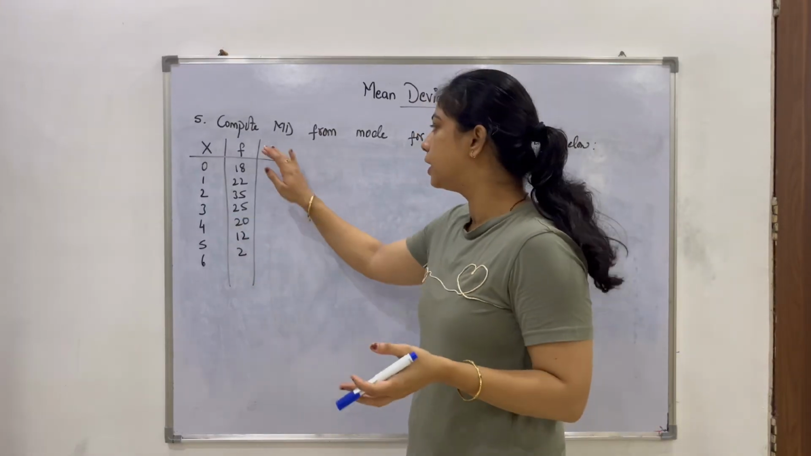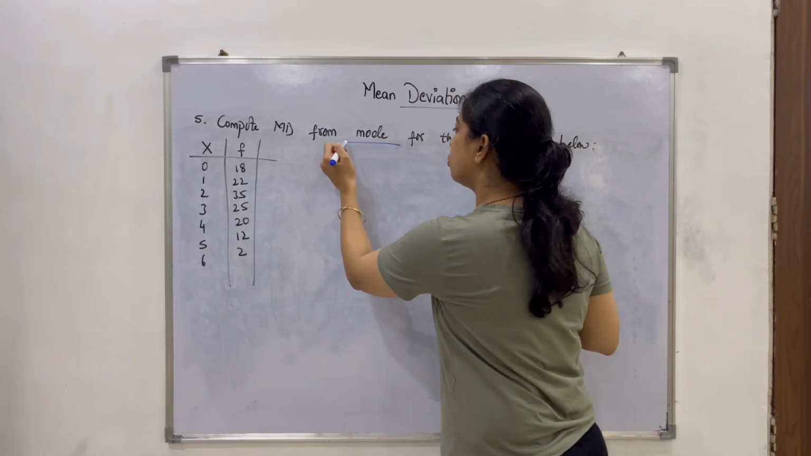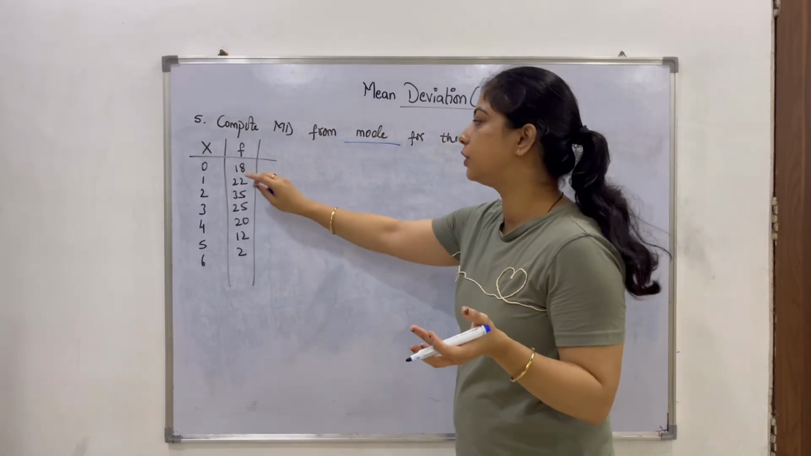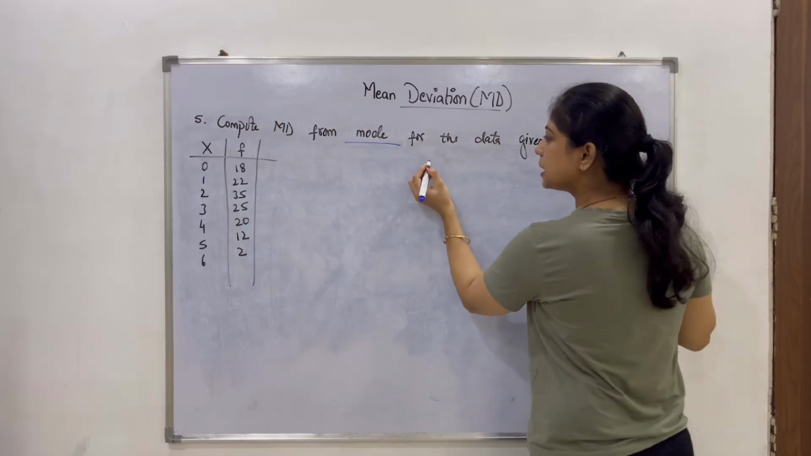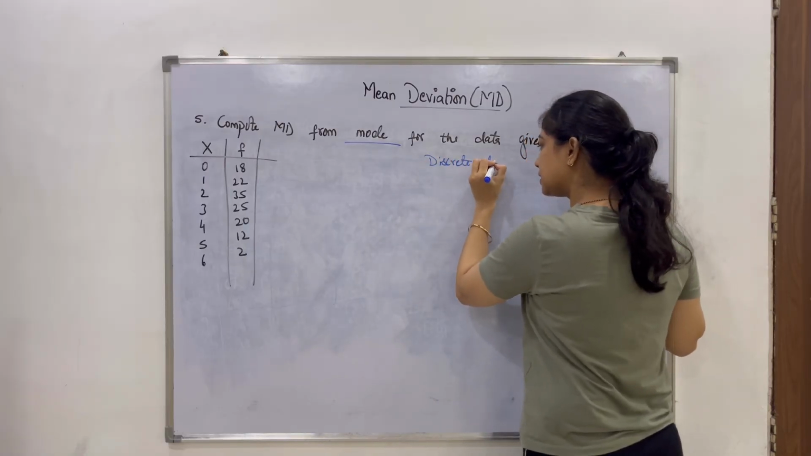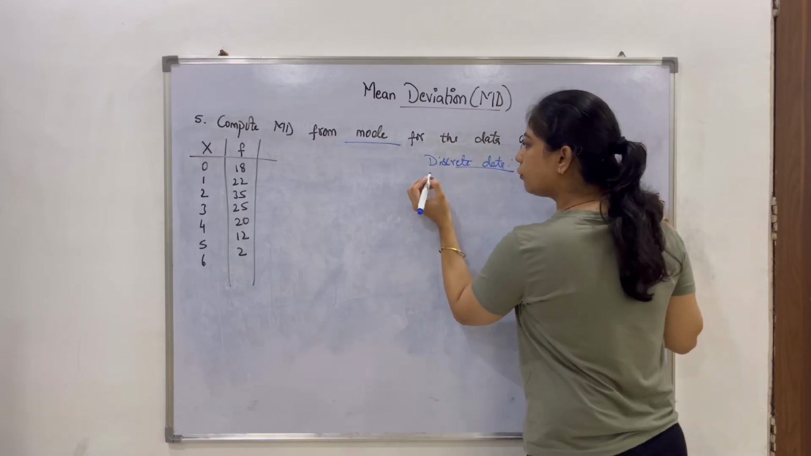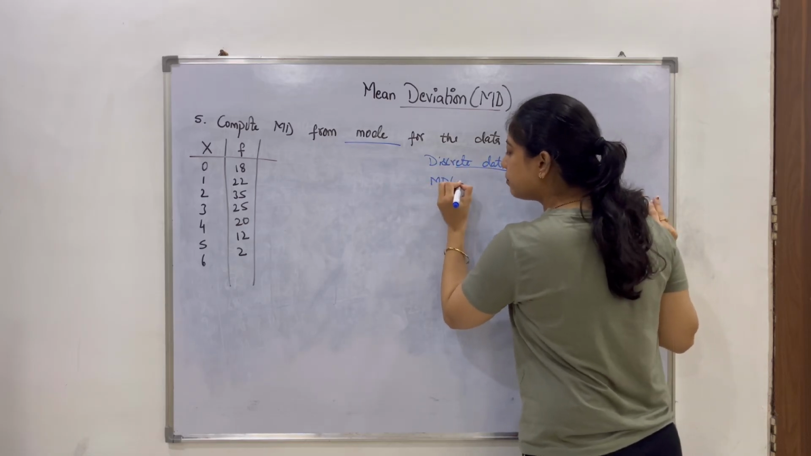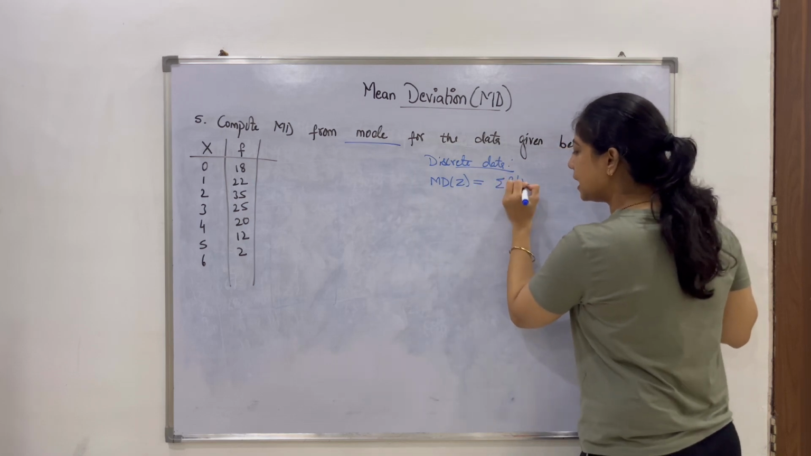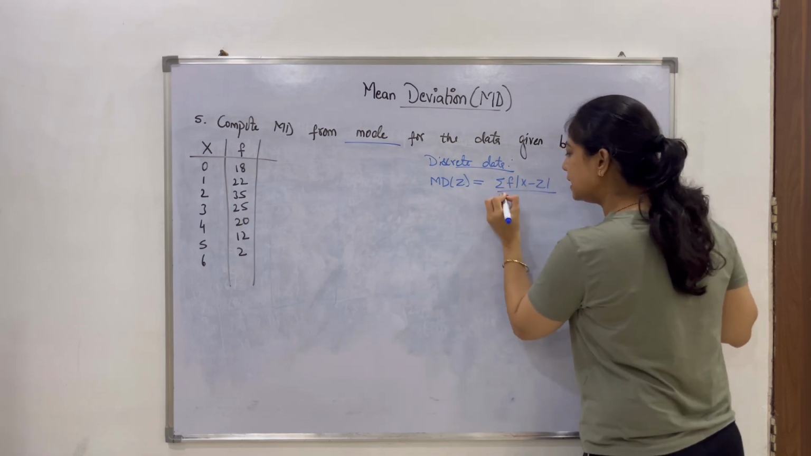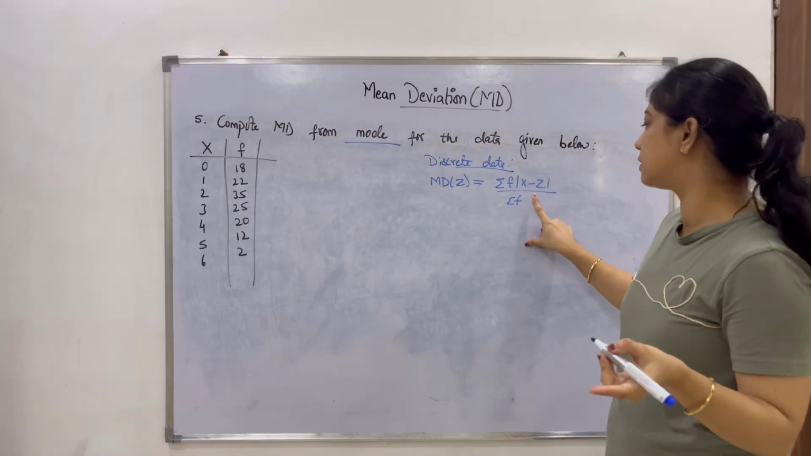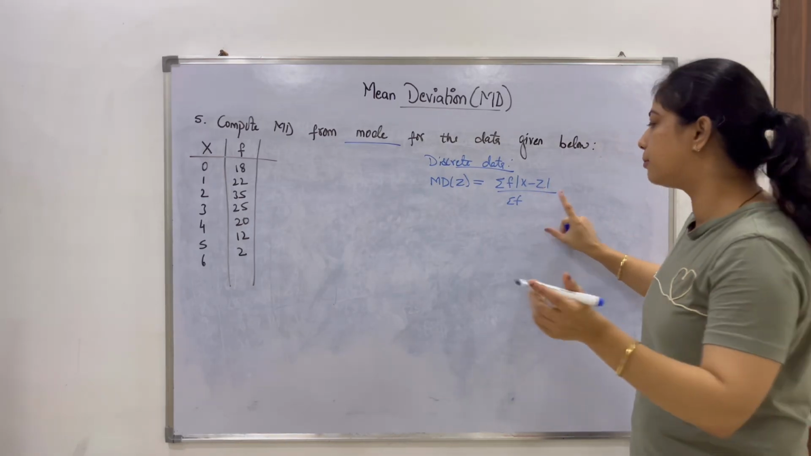See the next question. Compute mean deviation from mode for the data given below. Now let us understand which data is given to us, x along with f. So this is nothing but your discrete data. So let us write down that. The formula for mean deviation from mode in case of discrete data will be summation f modulus of x minus mode by summation of f. So in order to get the answer, we have to calculate the mode value first.